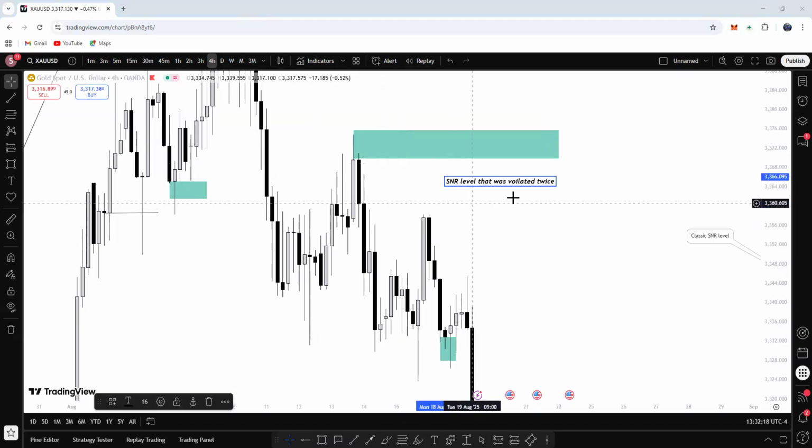An SNR level that was violated twice. That's what we mean by an HNS, head and shoulder, for the purpose of this course.